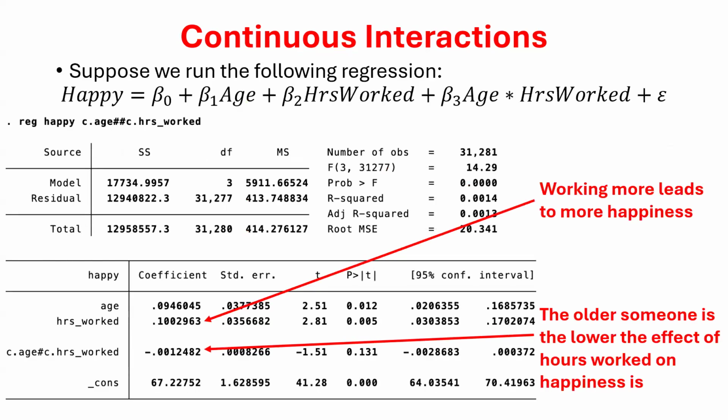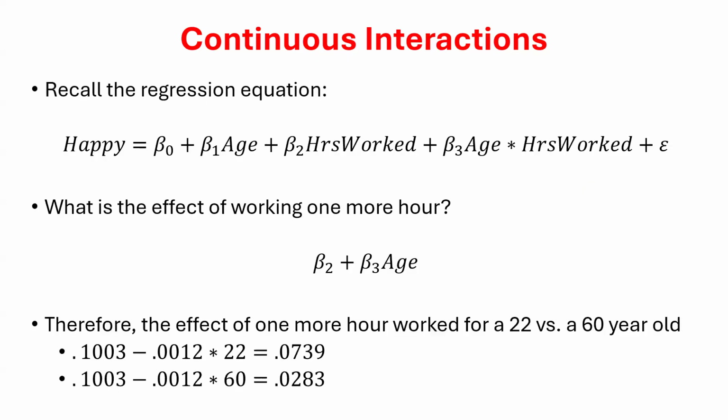Right? If I go back, what was my coefficient on hours worked? 0.1002. Interaction term, negative 0.00125. I could then use those coefficients for my marginal effect and make predictions for what's the effect of 1 more hour worked for people of different ages. Here I chose 22 versus 60, right?